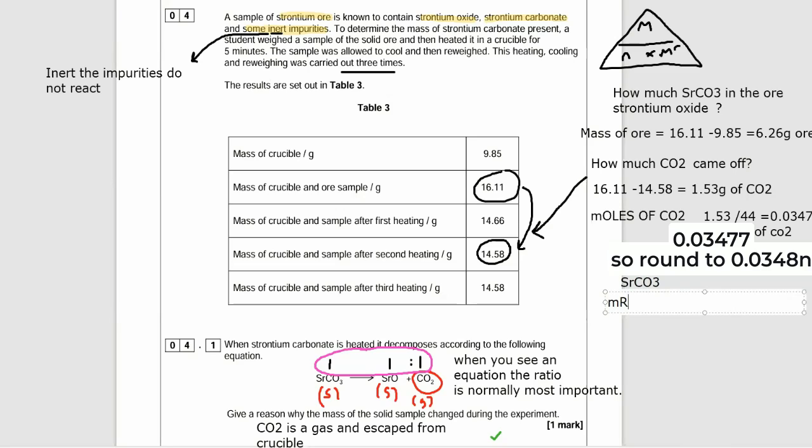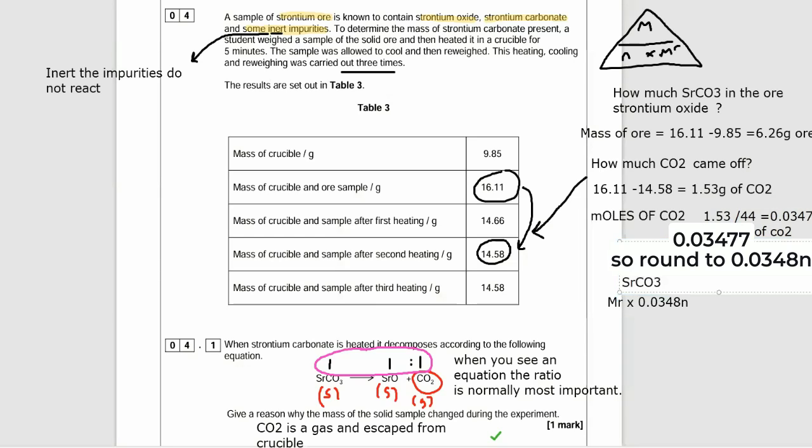moles. Now what we can do is work out the MR of strontium carbonate and do MR times moles, and we'll get the mass of the original strontium carbonate. So what is the MR of strontium carbonate? Hold on. I've written 0.0345. I meant 0.0348 moles of strontium carbonate.